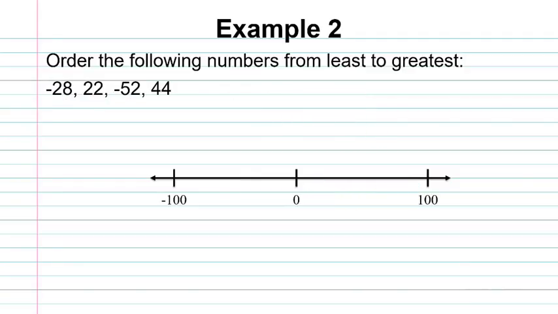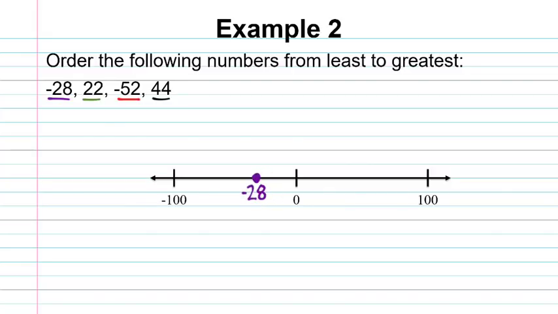Next example. Negative 28, 22, negative 52, and 44. The instructions state ordering the following numbers from least to greatest. And here we again have our negative 100 to 100. So starting out, negative 28, that is left of 0, and it's going to be before halfway, about the middle of the halfway mark. So I'm going to put that dot right here representing 28.